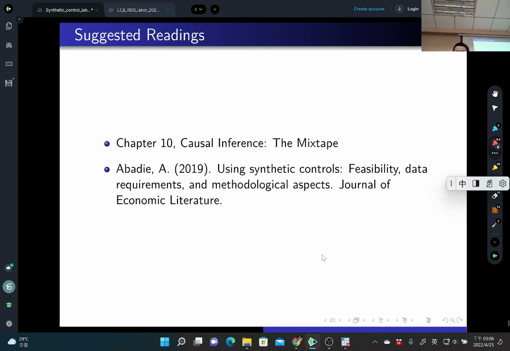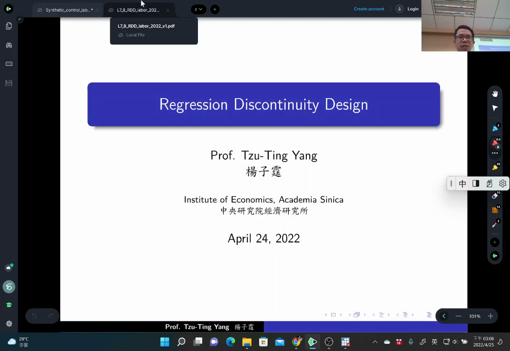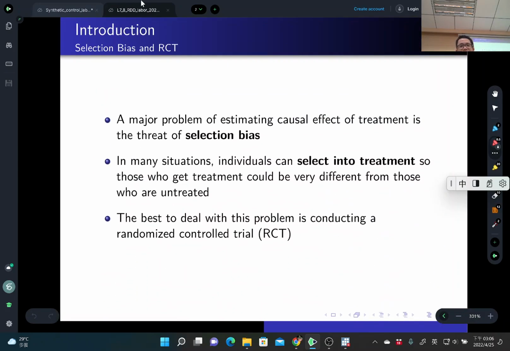Okay, so I think we don't have time for difference-in-differences, no, regression discontinuity design. So I will record a video, but we still have 4 minutes. So let me just briefly introduce the concept, but I think you might know some of it.